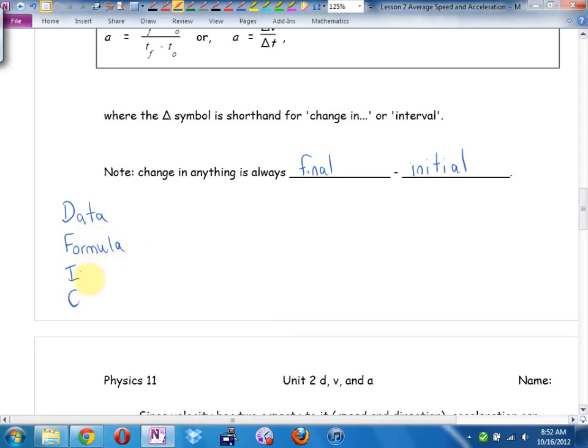The I stands for insert the data, the numbers. And the C stands for calculate your answers. That's going to be one of my little problem-solving strategies all year long. The other one that I have is DULP. DFIC and DULP. DULP stands for, when in doubt, draw a little picture. We're going to be doing that an awful lot as this unit progresses. You're going to hear me say, what's going on? We better DULP. Draw a little picture.